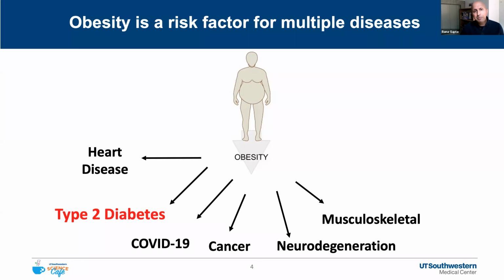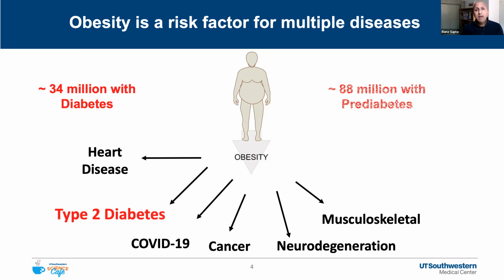But as it relates to type 2 diabetes, it's actually remarkable. There are about 34 million individuals in the United States today that are diagnosed with diabetes. This represents about 10% of our US population. And even way more are considered to be in a pre-diabetic state.